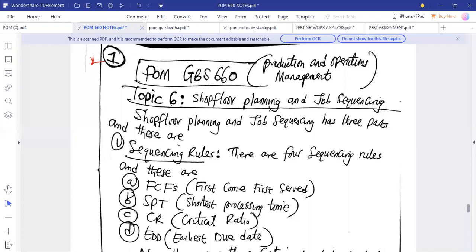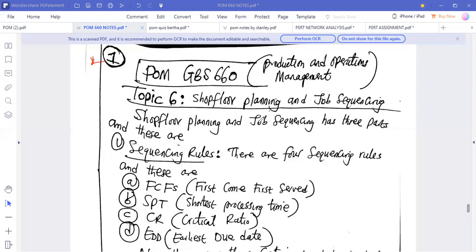Okay, so now we are looking at shop floor planning and job sequencing. Here we simply look at the sequencing rules that are valuable in every organization. This topic is very, very important because it looks at the sequencing rules that apply in every organization.